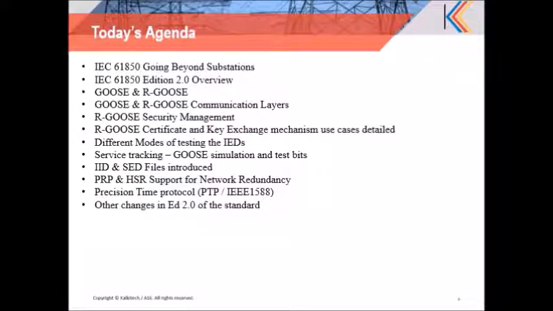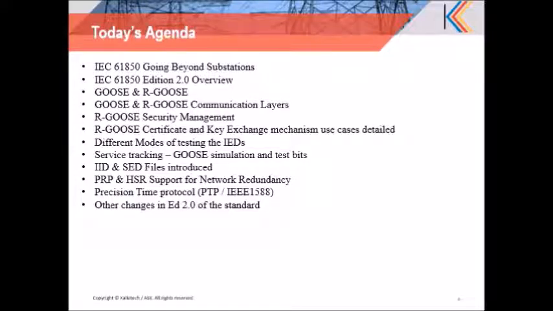In this session we keep this as the agenda. First is 61850 going beyond the substation, that is the different standards beyond the substation. Then an overview of Edition 2, what the features of Edition 2 are, then a drill down to Edition 2 concepts, the introduction of routable GOOSE in Edition 2 and its communication layer when compared to GOOSE. When going beyond the substation, why the security requirement is there for R-GOOSE, and how certificates, key exchange and other mechanisms handle R-GOOSE.